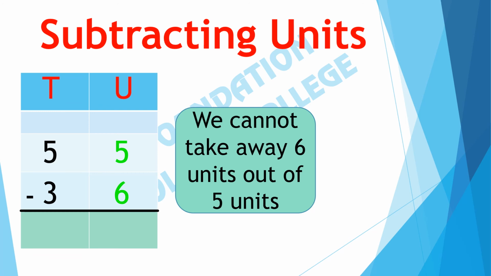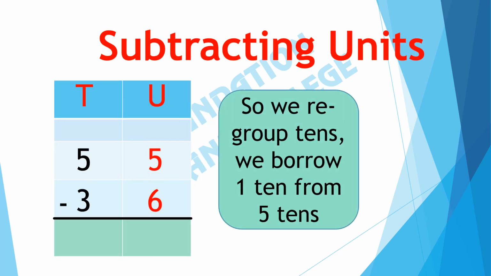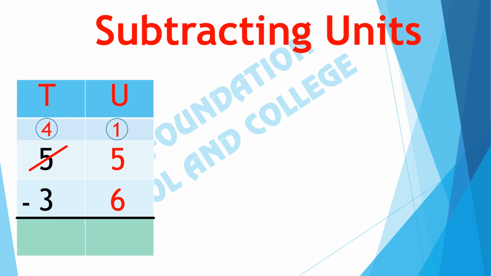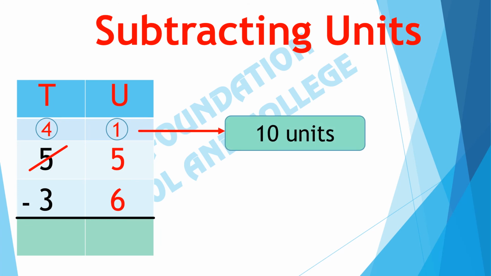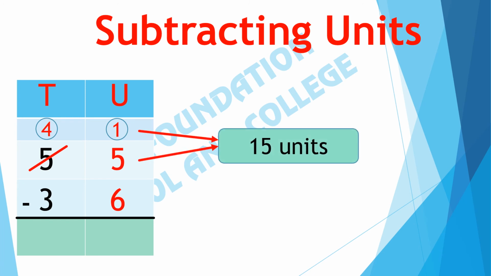We will take borrow from tens. So we regroup the tens, we borrow 1 ten from 5 tens. Out of 5 tens, we will take 1 borrow. And here we are left with 4 tens. As we have 1 ten, this is equal to 10 units. And we have 5 units already in this column. So 10 units and 5 units makes 15 units. Now we can easily subtract 6 units out of 15 units. Let's count the shapes.